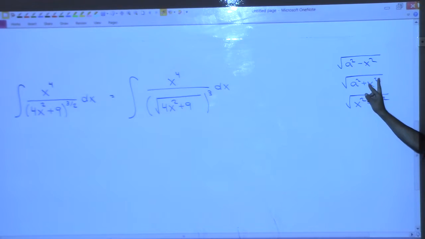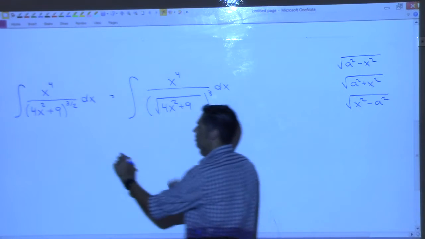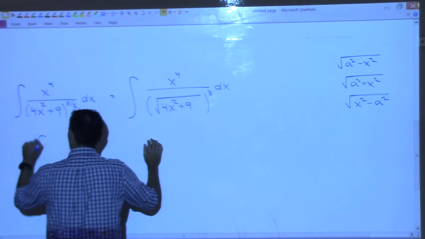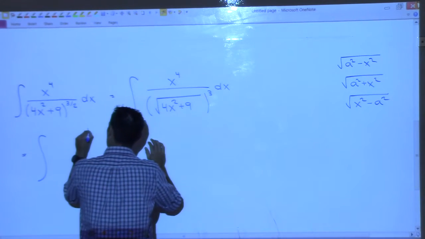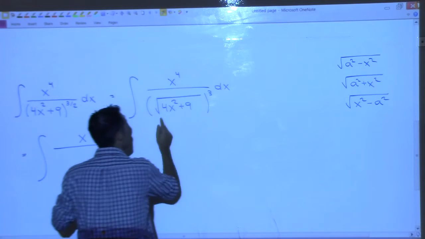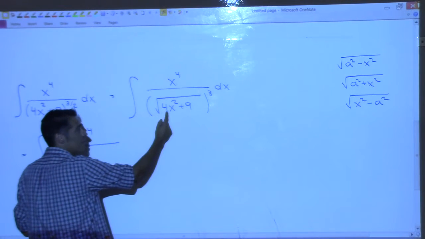Now, it doesn't matter if we switch these. x squared plus a squared is the same as a squared plus x squared. But we have a 4 in front of the x squared, don't we? And we don't in this formula. So what I'm going to do next is take it out of the root. I'm going to factor 4 out of here.